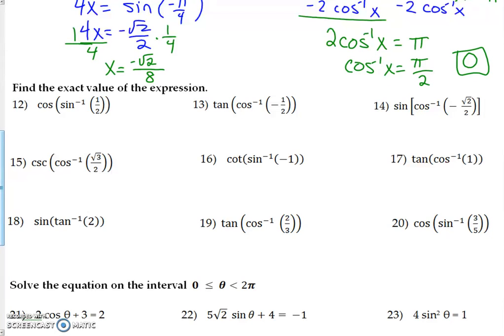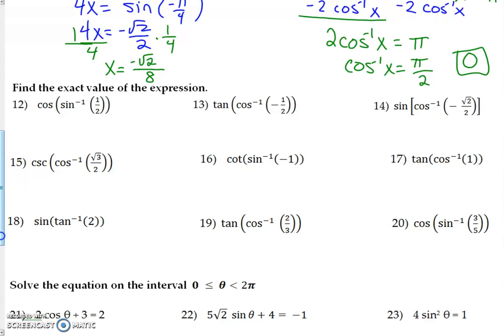Some of them, you could do all of them by using Pythagorean theorem, but it's really not until you get to 18, 19, and 20 that you have to use Pythagorean theorem in order to solve. The first 6 are just using the charts. So make sure you pay attention to what's on the inside, whether it's inverse sine or just regular sine.